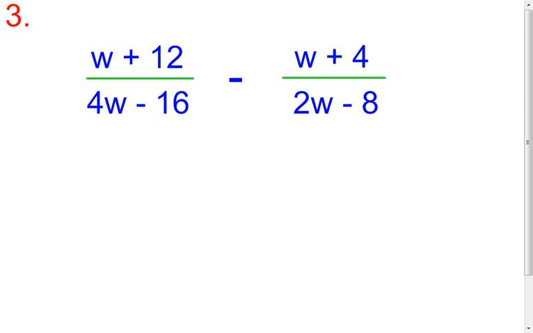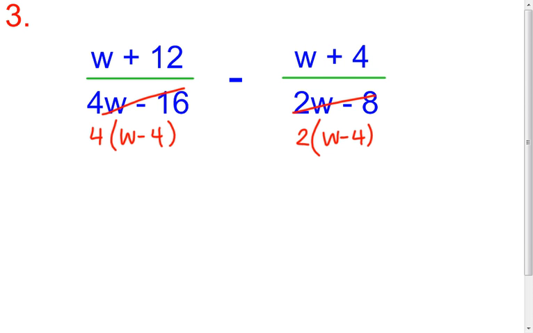So, for instance, this 4w minus 16 can be factored as 4 times w minus 4. I'm going to rewrite that like that. Easier to figure out common denominators otherwise. And over here, the 2w minus 8, I can pull a 2 out of there, and then that would factor to 2 times w minus 4. Okay, so here's where I'm at right here.